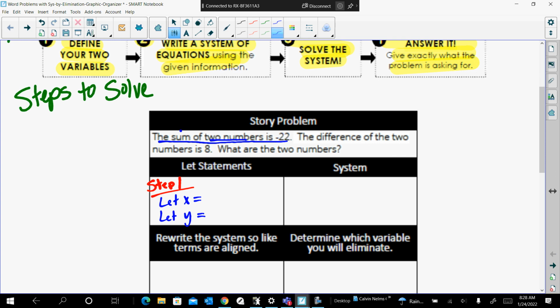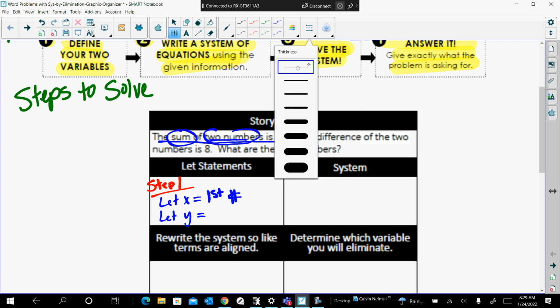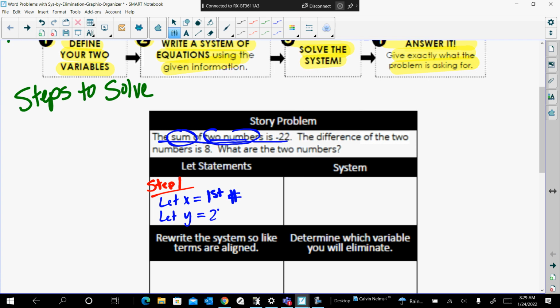So let me help you out. We're talking about two numbers. We don't know what those two numbers are. Do you know what those two numbers are right now? So we have to define them. That's the let statement. We're going to let x be the first number, and I'm just going to put the number symbol. And we're going to let y be the second number. That's your let statements.